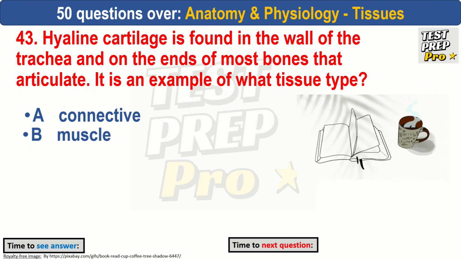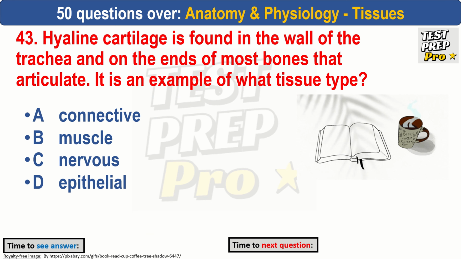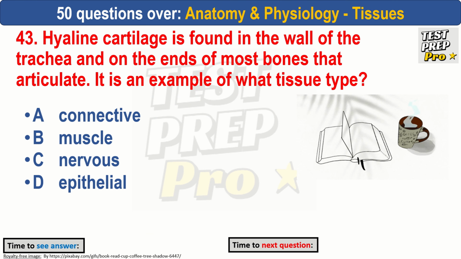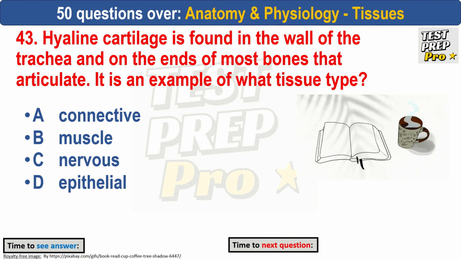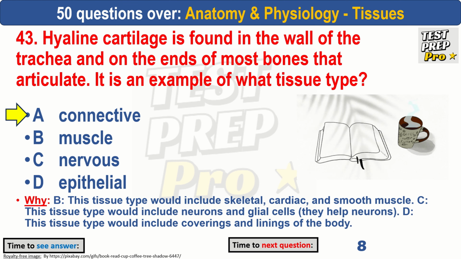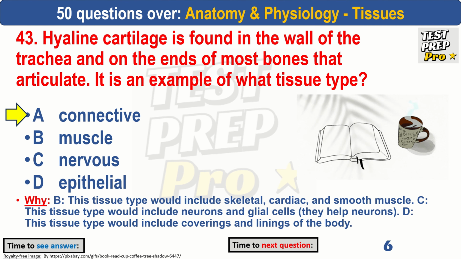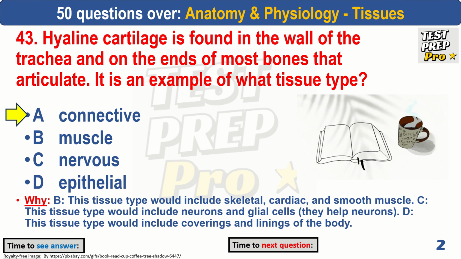Hyaline cartilage is found in the wall of the trachea and on the ends of most bones that articulate. It is an example of what tissue type? Is it connective tissue, muscle tissue, nervous tissue, or epithelial tissue? It's connective tissue. Muscle tissue could be like cardiac in the heart, smooth muscle in blood vessels, or skeletal muscle like in a bicep.